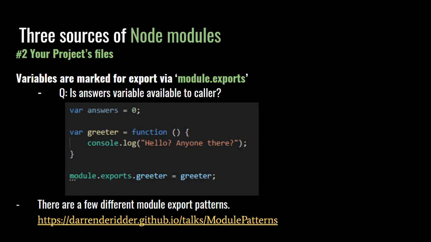But the question here was, what is available to the caller? What variable is available to the outside world? And the answer is that the other variable is private, internal to the module, because it's not being exported. The only thing being exported there is the greeter function. And if you had a couple of other functions beside this one, the only one that would be seen externally would be the greeter.